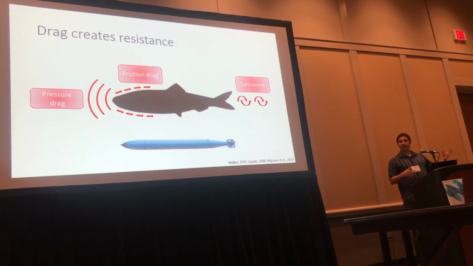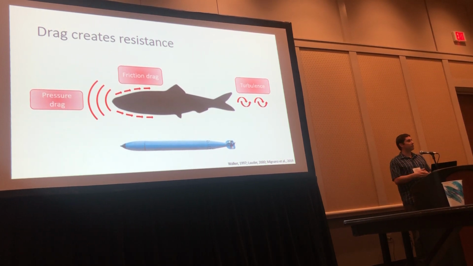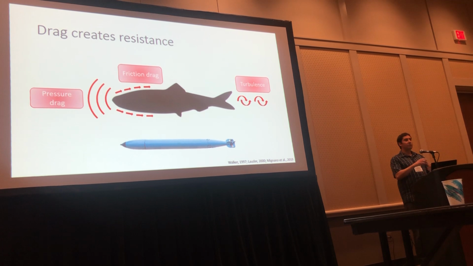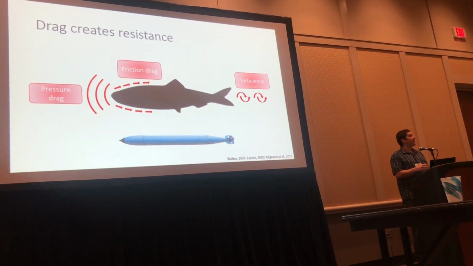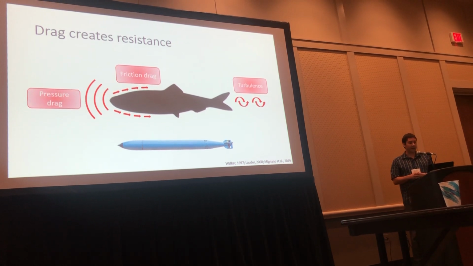So we have tapering anterior and posterior extremities. These help to reduce pressure drag. And as we have this nice cylindrical body shape with smooth surfaces, these help to reduce friction drag.